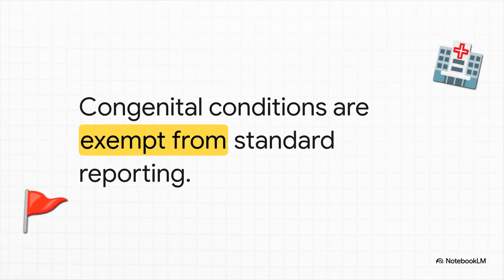And hey, do not forget your present on admission, or POA, rules here. This is huge for hospital quality metrics. Congenital conditions automatically receive a POA indicator of 1 because they are completely exempt from standard Y or N reporting. By definition, they are present at birth. Getting this flag right ensures your hospital isn't unfairly penalized for hospital-acquired conditions.